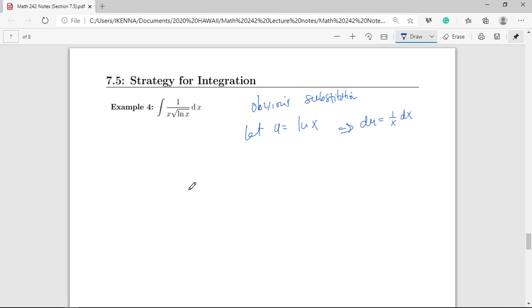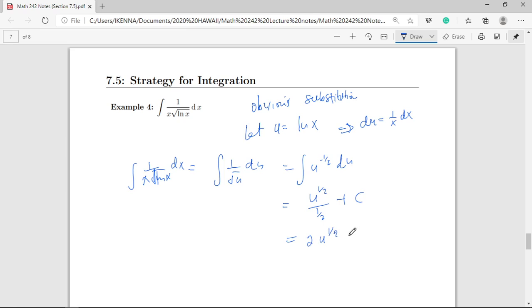Do we have 1 over x dx? Yes. My integral, which is 1 over x times the square root of ln of x dx, becomes the integral of 1 over square root of u du. This will be the integral of u raised to the power negative 1/2 du, which will be u raised to the power 1/2 over 1/2 plus c. That's going to be 2u raised to the power 1/2 plus c, which is 2 square root of ln of x plus a constant c, and that will be all.